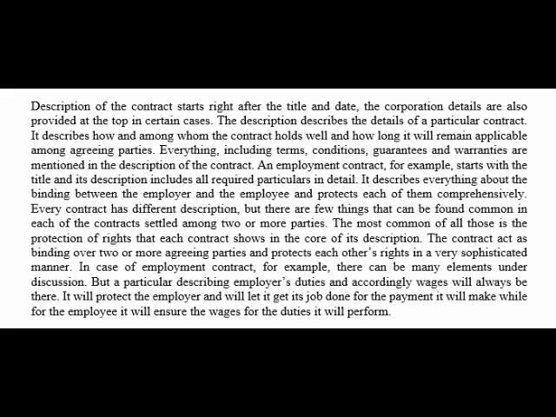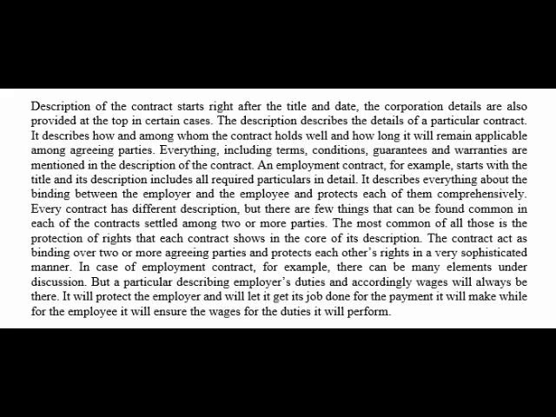An employment contract, for example, starts with the title, and its description includes all required particulars in detail. It describes everything about the binding between the employer and the employee and protects each of them comprehensively. Every contract has a different description, but there are a few things that can be found common in each of the contracts settled among two or more parties.